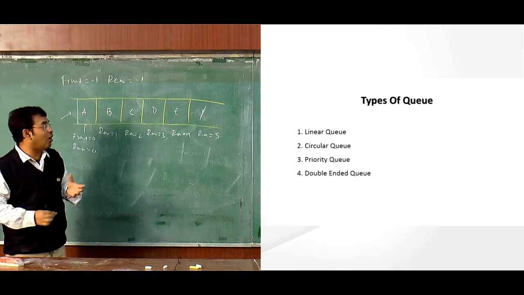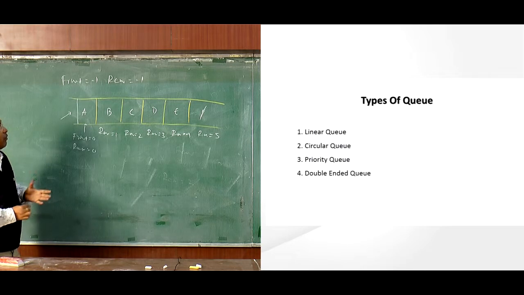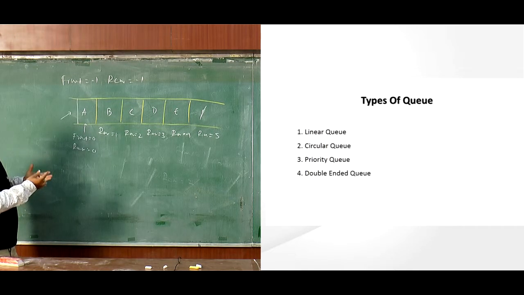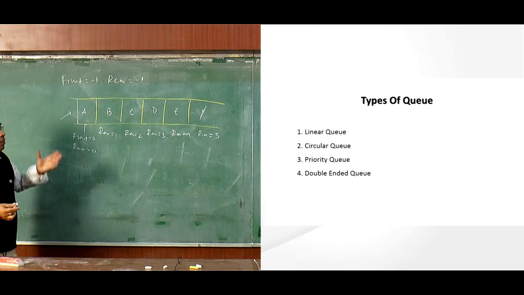So, this is the overall concept of what is queue, what is linear queue, what is the drawback of linear queue, what is a circular queue, what is the drawback of circular queue, and then we have double ended queue, right, where you can use this double ended queue, and the last one is the priority queue. This is all about the queue.